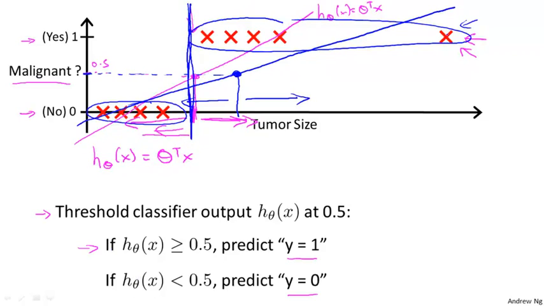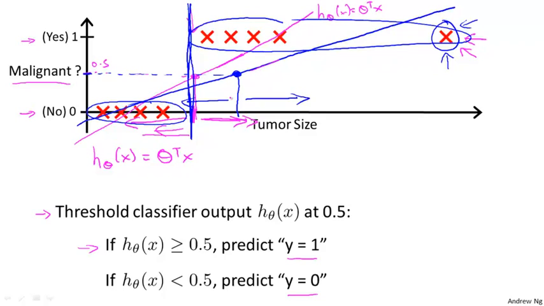But somehow, by adding one example way out here to the right, this example really isn't giving us any new information. I mean, it should be no surprise to the learning algorithm that the example way out here turns out to be malignant. But somehow adding that example out there caused linear regression to change its straight line fit to the data from this magenta line out here to this blue line over here, and caused it to give us a worse hypothesis. So applying linear regression to a classification problem often isn't a great idea.